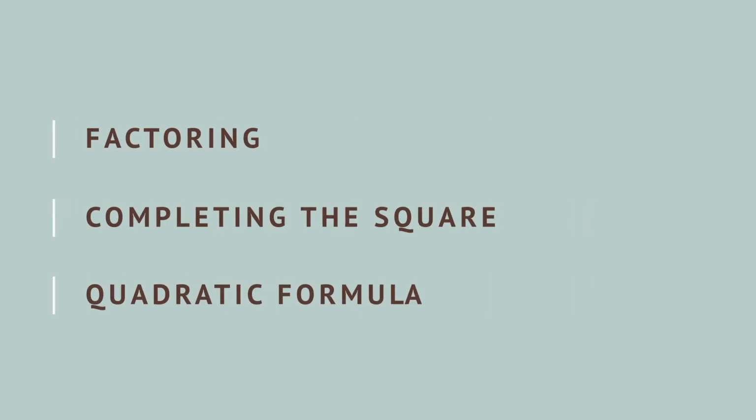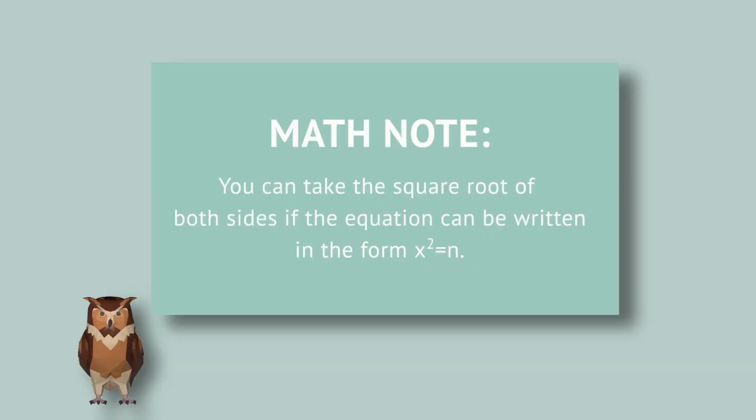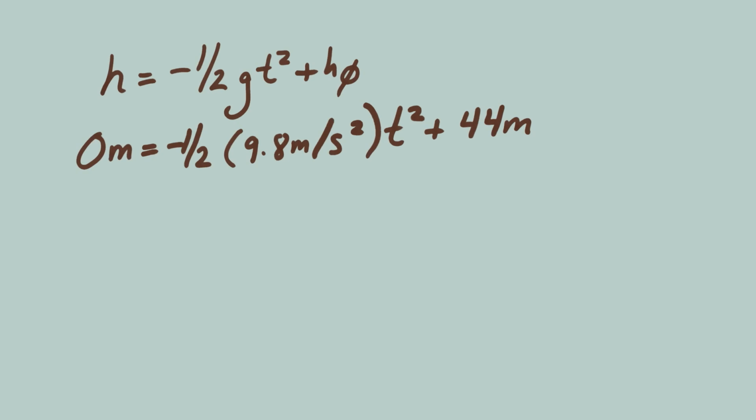There are quite a few different methods to solve quadratic equations, including factoring, completing the square, and using the quadratic formula. But lucky for us, this is one of the more straightforward examples of quadratic equations that we'll solve by taking the square root of both sides. You can use this technique if the equation can be written in the form x squared equals n, where there is no x term. Take another close look at our equation and assure yourself that this will work. We have a t squared term and no t term.